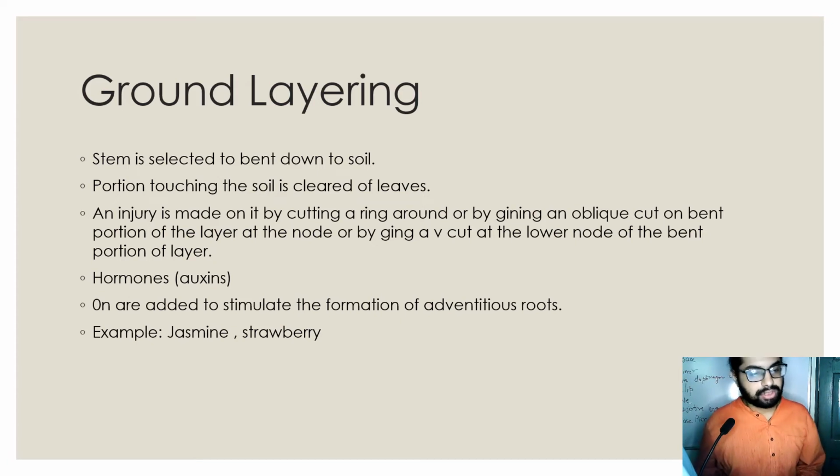Now talking about ground layering, the stem is selected and bent down to the soil. The portion touching the soil is cleared of the leaves. An injury is made on it by cutting a ring around, or by making an oblique cut on the bent portion of the layer at the node, or by giving a V-cut at the lower node of the bent portion of a layer. Auxin hormone is applied and adventitious roots are formed thereby. So it is found in jasmine, strawberry and some other variants of plants.